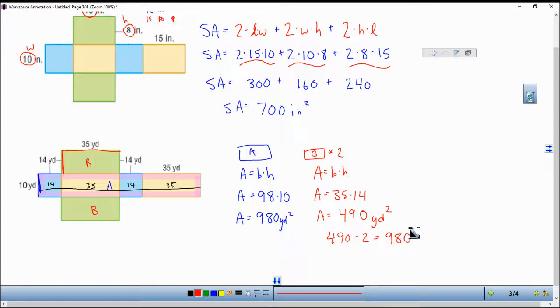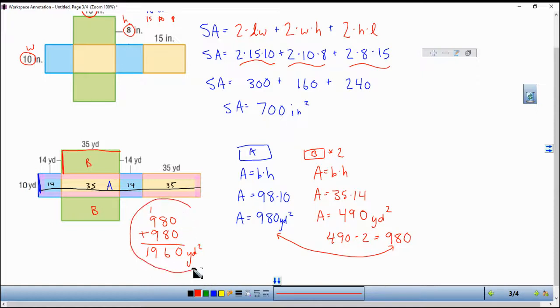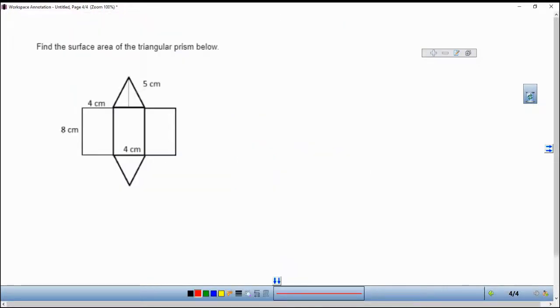And we're going to add these two numbers together to get the total surface area. 980 plus 980, or 980 times 2, I guess. So if we add those up, 0 plus 0 is 0. 8 plus 8 is 16. And we have 1,960 yards squared. All right, that's our answer for that one. So again, either method works when you have a net, when you have a picture like that. When there's no picture, that's when the bumps can come in handy.